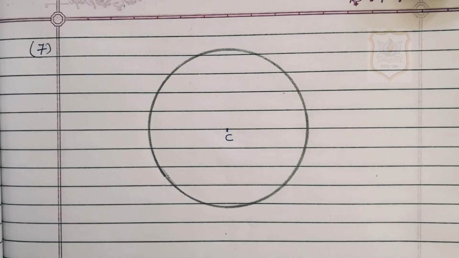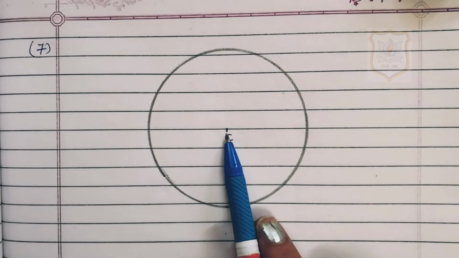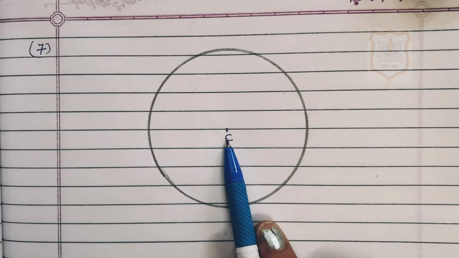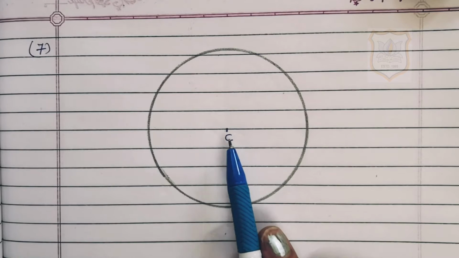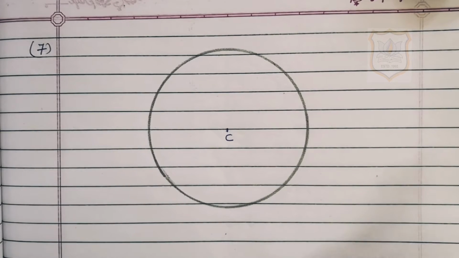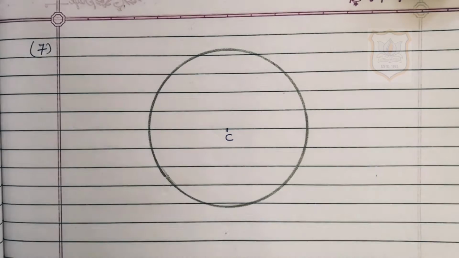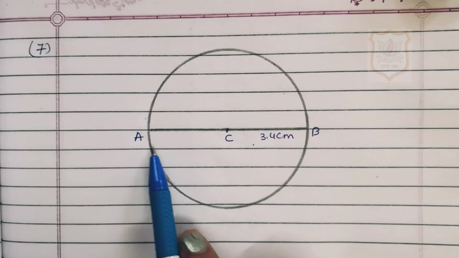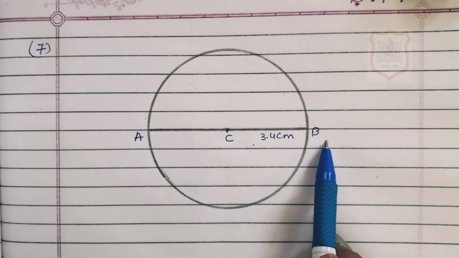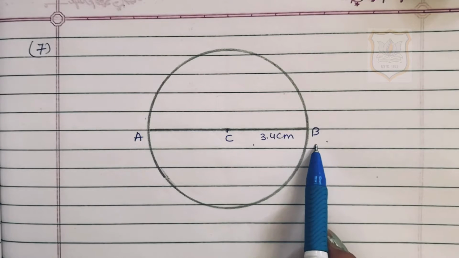Solution for question number 7. Here the first step is that we have to draw a circle with center C and radius 3.4 centimeter. Students, with the help of ruler and compass, we will draw a circle with 3.4 centimeter radius, and we will name the center as C. Now second step is we have to draw a chord AB, which is a diameter of the circle. So students, we will draw a diameter and we will name it as AB.